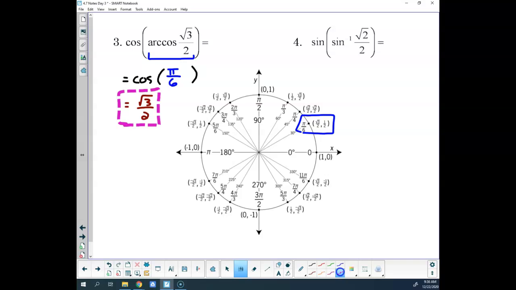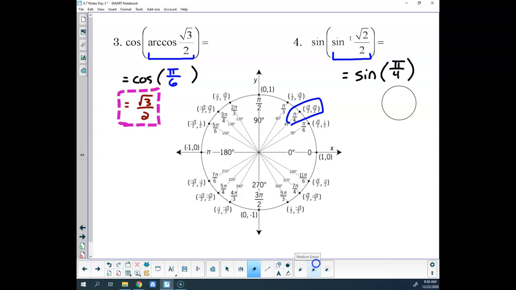Inverse sine of √2/2. That would be here at π/4. So this is the sine of π/4, which is just √2/2. Again, they cancel each other out.